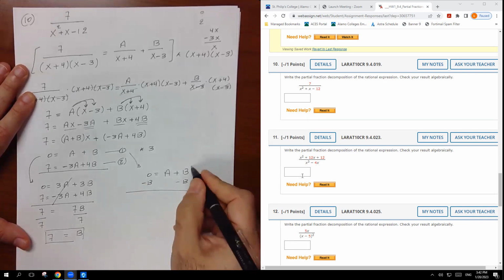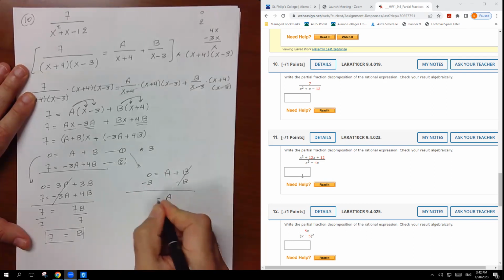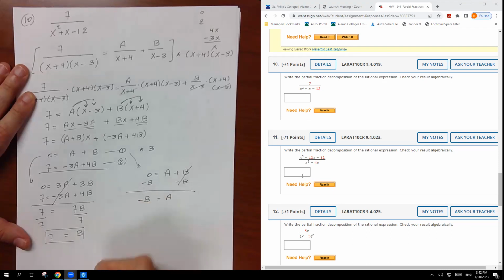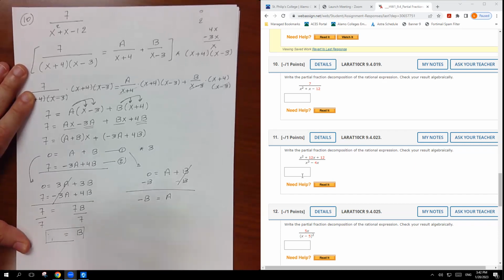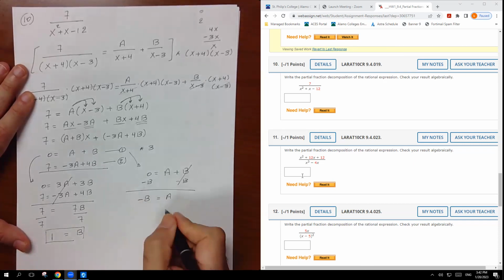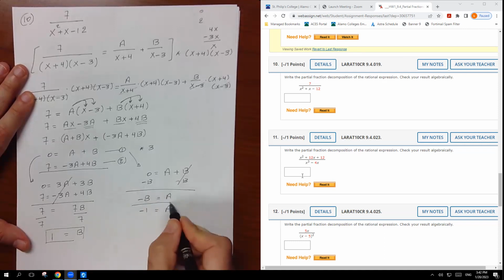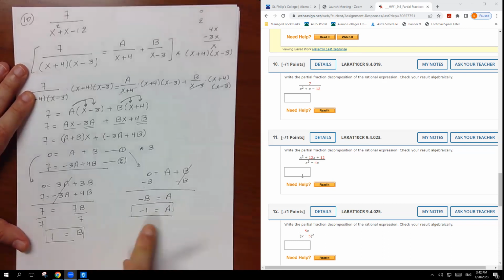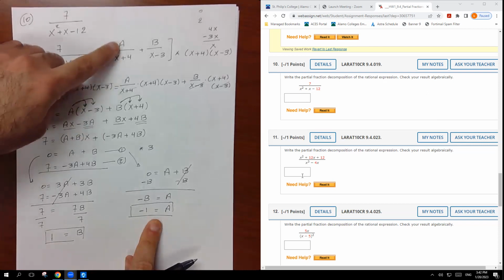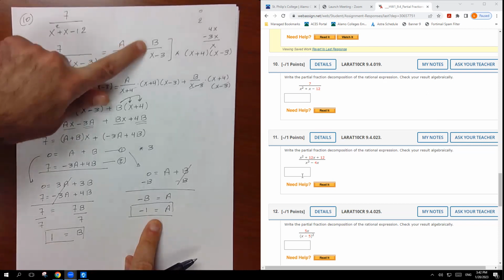That means this is cancelled. So A is going to be equal to negative B. B equals 7. That means, sorry, B equals 1. 7 divided by 7 is going to be 1. Now plug in 1 here. That means A is going to be equal to negative 1. Found the value of A. We're just going to go back here and plug in A here and B.